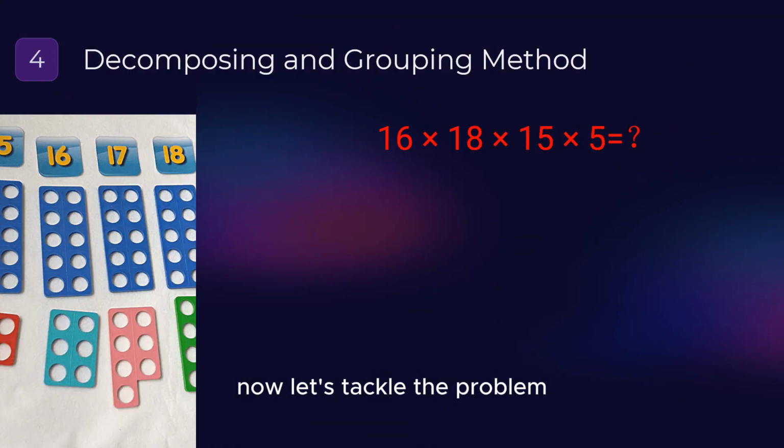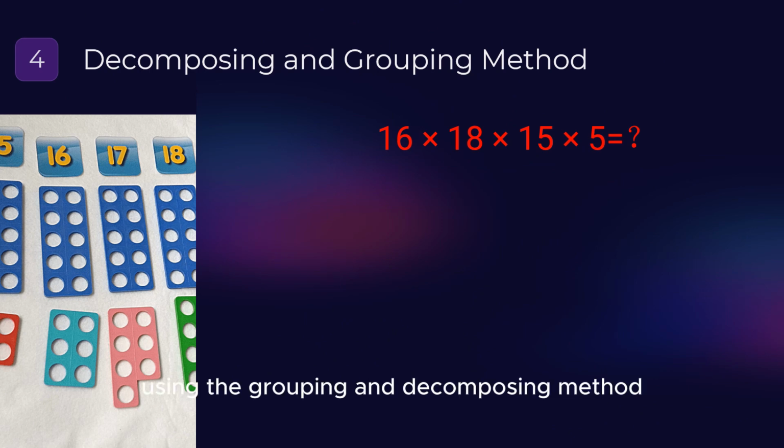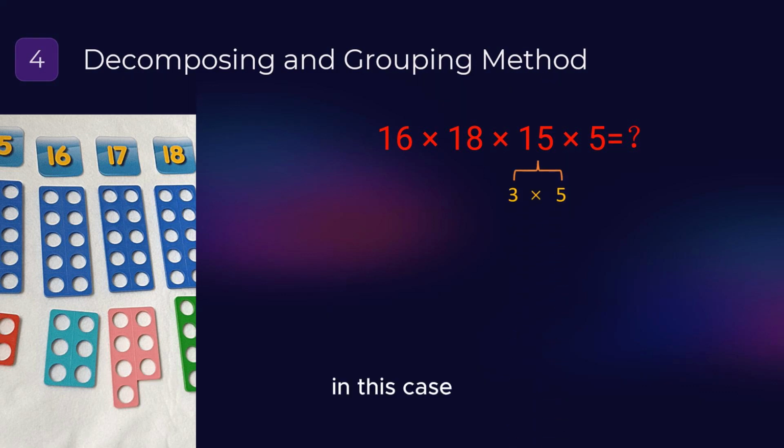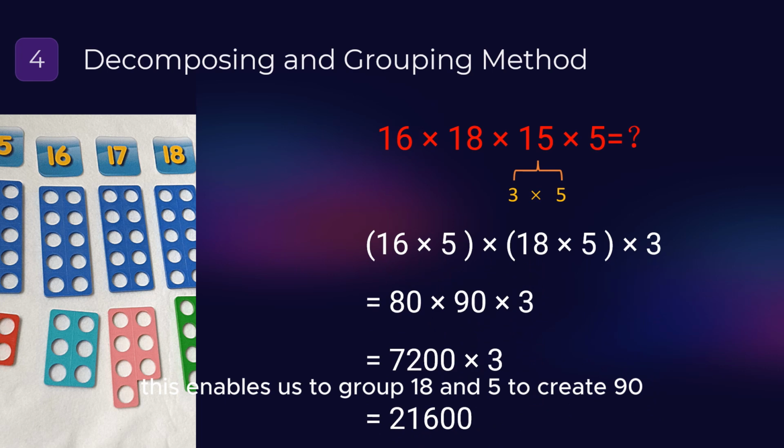Now, let's tackle the problem 16 times 18 times 15 times 5 using the grouping and decomposing method. Initially, we identify factors that can be grouped and decomposed. In this case, we group 16 and 5 to form 80 and decompose 15 into 5 and 3. This enables us to group 18 and 5 to create 90.